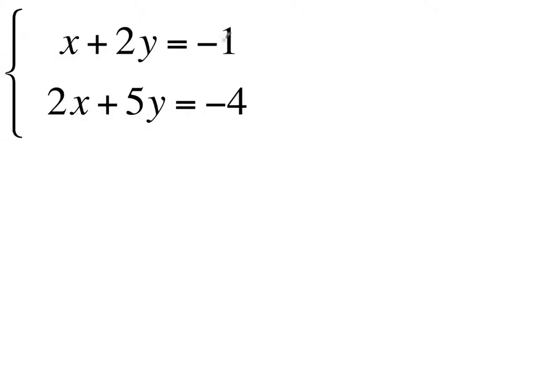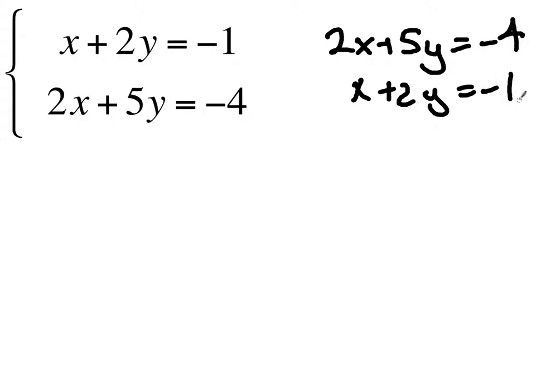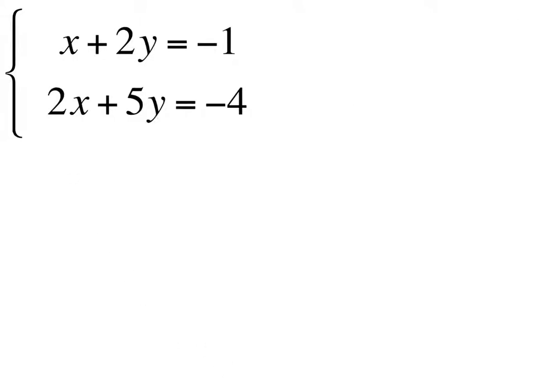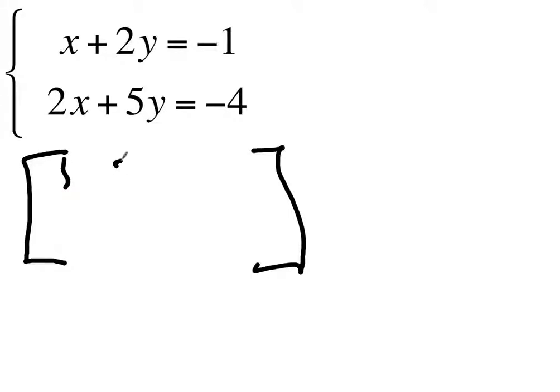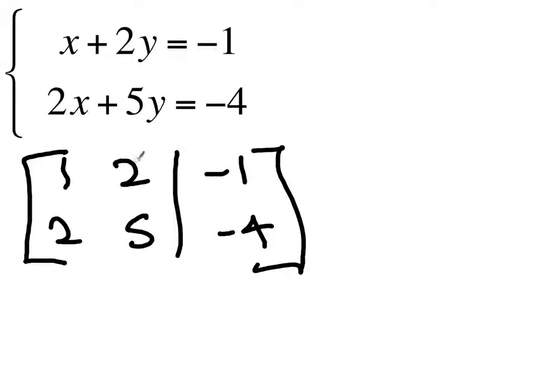And then the other thing is, the order that I write these in doesn't matter. I could write 2x plus 5y equals negative 4, and I could write x plus 2y equals negative 1. That's swapping these 2 rows. It doesn't matter what order I put them in. So that's also true with an augmented matrix. With the augmented matrix 1, 2, negative 1, 2, 5, negative 4, I can switch these 2 rows and it's fine. I can multiply a row by anything, and I can add 2 rows.